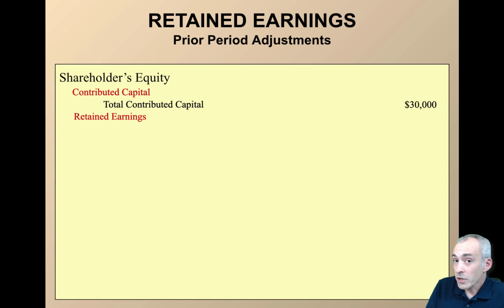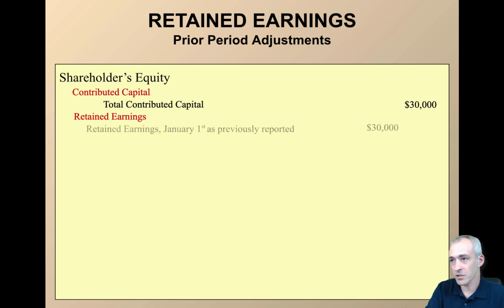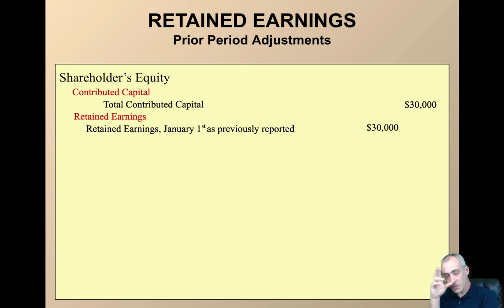But if there's a prior period adjustment, before you actually show your retained earnings, you have to show what it was and the adjustment, and then what it is now after the adjustment. So here's an example. This is also all after tax. All the tax effects have to be taken in because it's after the fact.